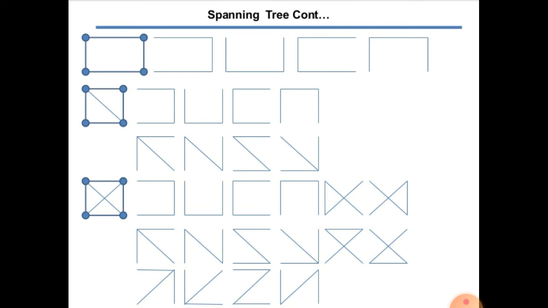In the second example also there are 4 edges, and in the spanning tree the number of edges is 3, and we can create it in 8 ways. And in the next example also 4 nodes are there, so in the spanning tree the number of edges will be 3, and there are so many types of spanning tree you can create.